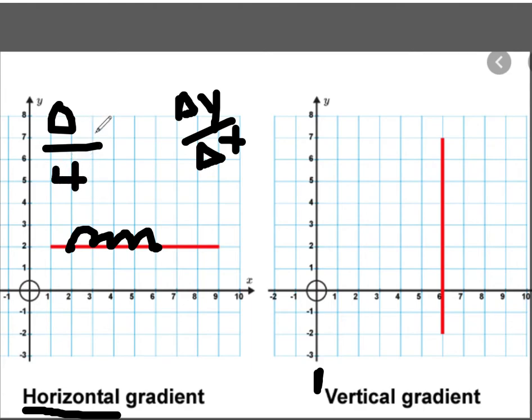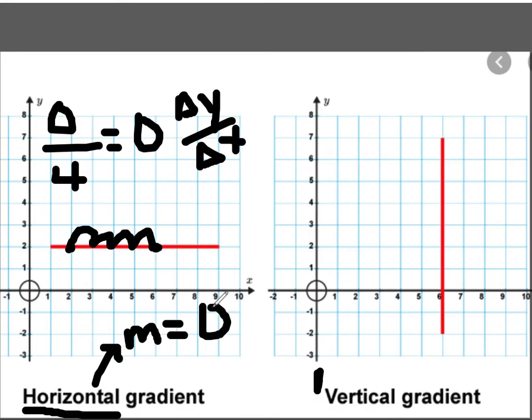Okay, and what is 0 over 4 equal to? Well, it's equal to 0. I have 0 parts of 4 of something, right? So that's equal to 0. So that's why with a horizontal line, our slope is going to be equal to 0. Okay, because I have no vertical change.